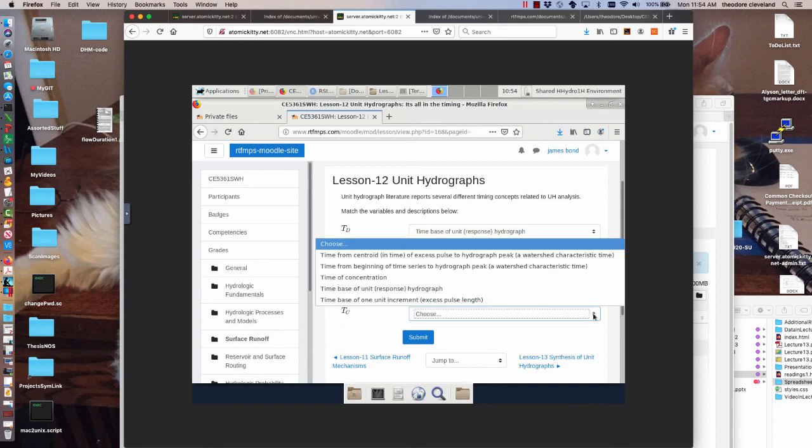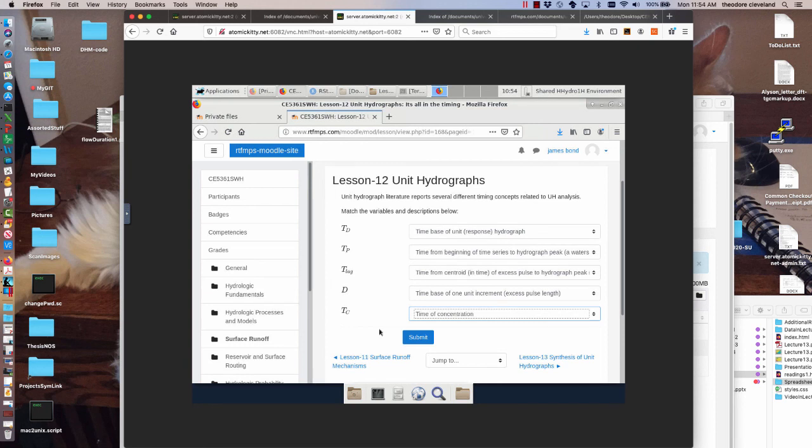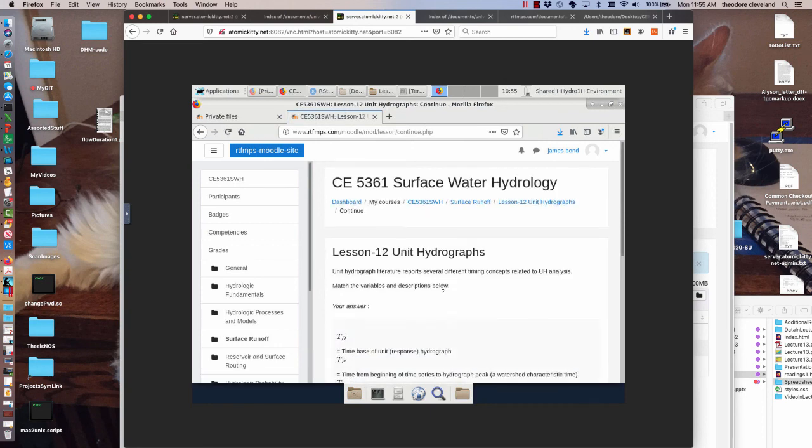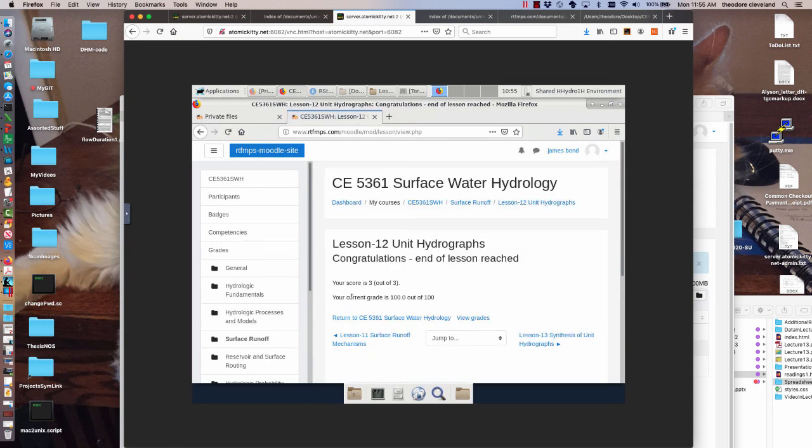And T sub C isn't even in the lecture, but you should remember that that's time of concentration, which interestingly enough often is treated as having nothing to do with the unit hydrographs, but in fact the rational method, although imperfect, can be constructed as a very special case of a very special kind of unit hydrograph. Hit submit and tell me we're correct so we can, good. So you have to get responses correct or it won't let you out of the lesson, which admittedly is annoying, but you get to keep retrying. Hit continue and we're done with the lesson.